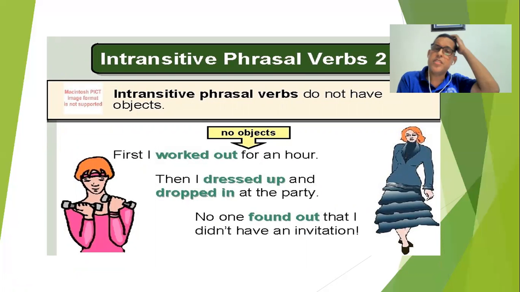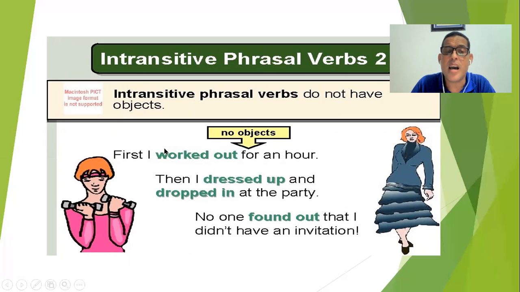An intransitive phrasal verb does not have an object. Does not have an object. So the example goes like this. First, I worked out for an hour. I worked out. You can notice that we don't have an object after the phrasal verb worked out. First, I worked out what? No, nothing, because there is no object here. So that's why we call this an intransitive phrasal verb.